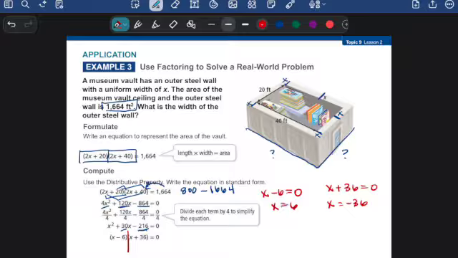But this is a real world situation. What is x representing? It's distance, it's length, right? It's a unit of measurement. Can we have a negative unit of measurement? We cannot. So this solution is not viable. It doesn't work in our real world situation. So we know now x equals 6. So the width of our steel wall is 6 feet.